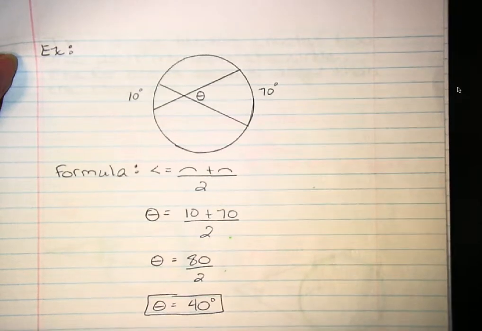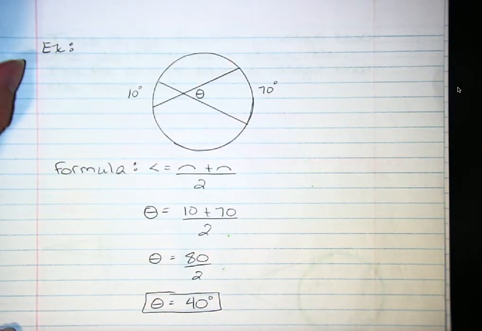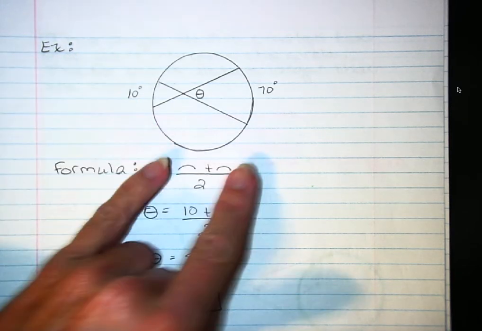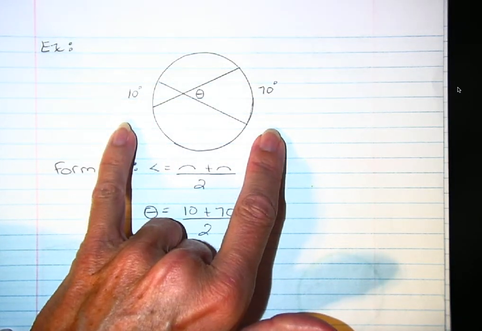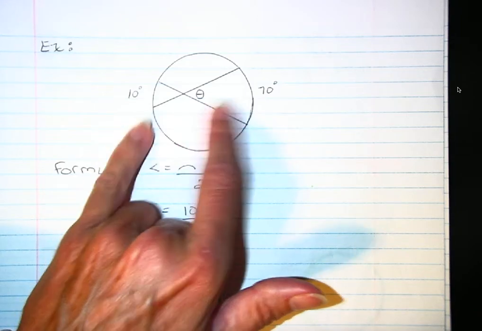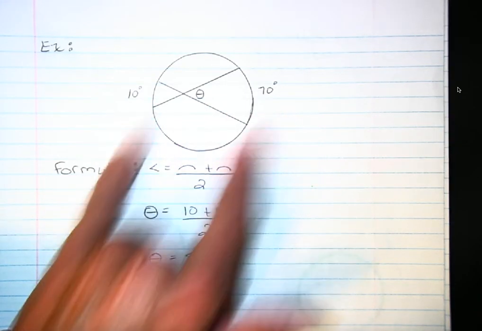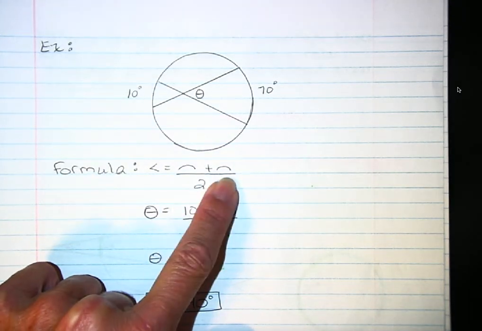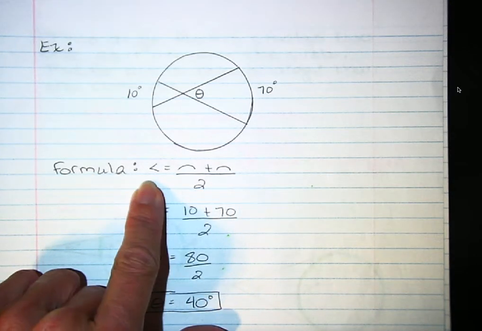Let's look at another example. So if I have this example right here, now I'm actually looking for the arc itself, and they have given me both of the arcs. Okay, so we're looking for the measure of the angle given both of the arcs. So remember, our formula is the arc plus the arc divided by 2 equals our angle.